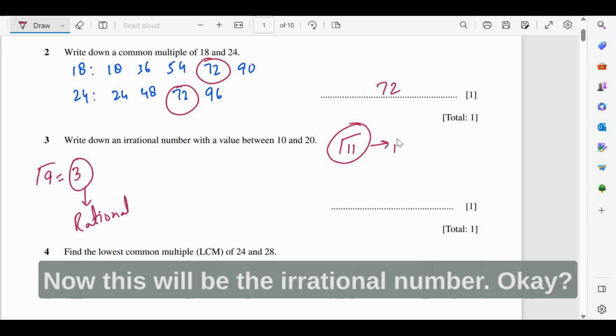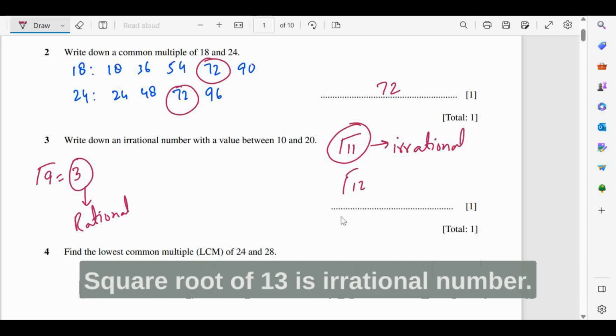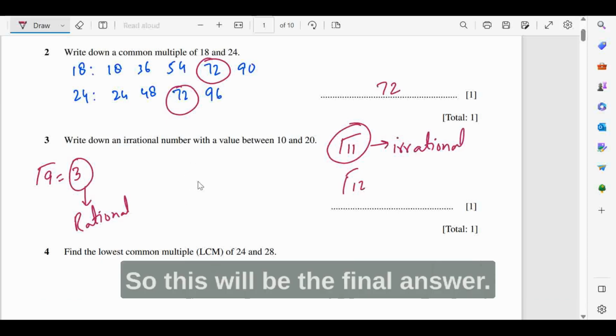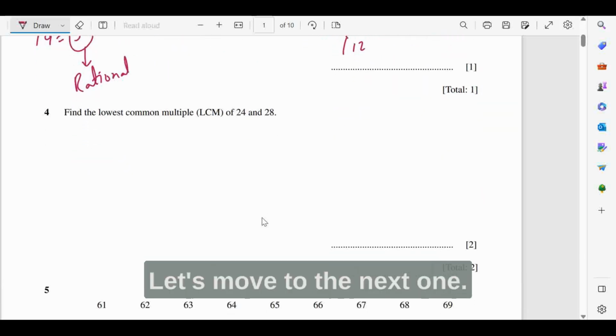Now this will be the irrational number. We can write any of the numbers. Square root of 12 is also an irrational number. Square root of 13 is an irrational number. Square root of 16 is not an irrational number. So this will be the final answer. Let's move to the next one.